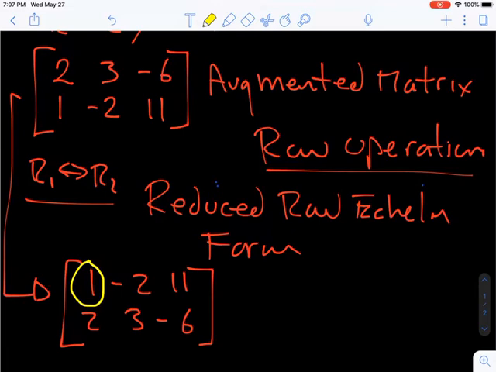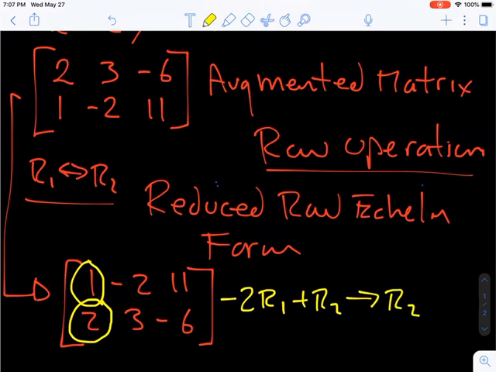Then what we want to do is every other number in that row needs to be a 0, which means we need to turn 2 into a 0. And the way to do that is to use another row operation. Take -2 times row 1, add it to row 2, and then replace row 2. That's adding a multiple of one row, row 1, to another row, row 2. So what do we get when we do that?